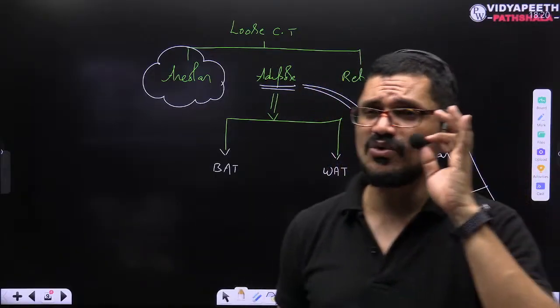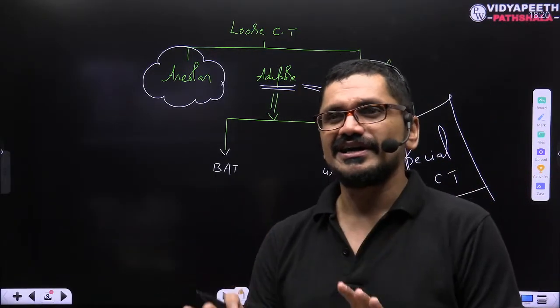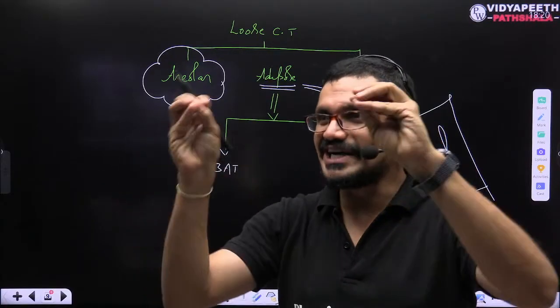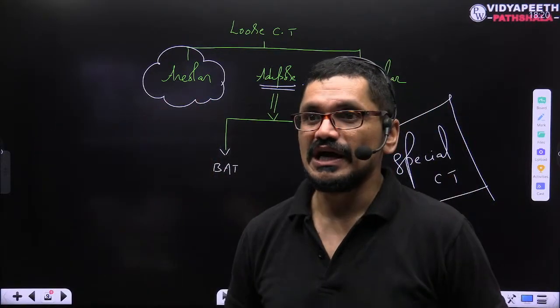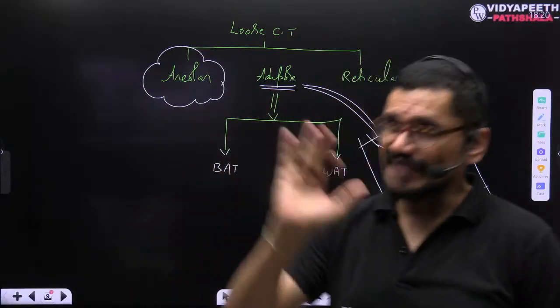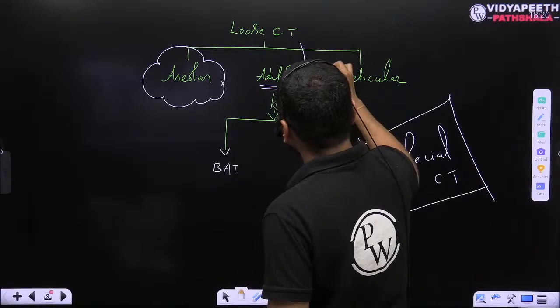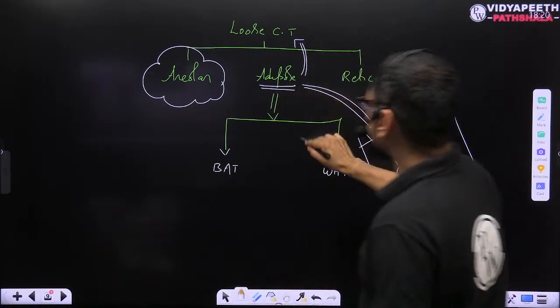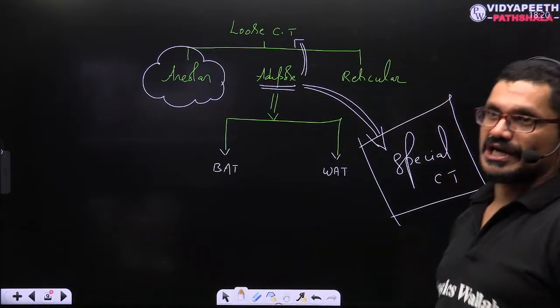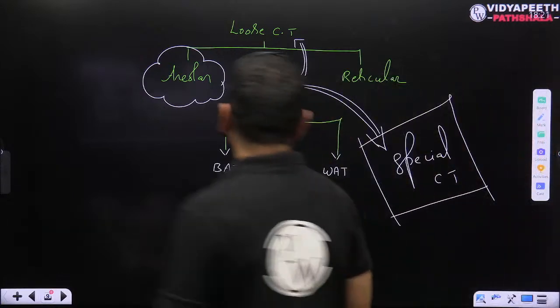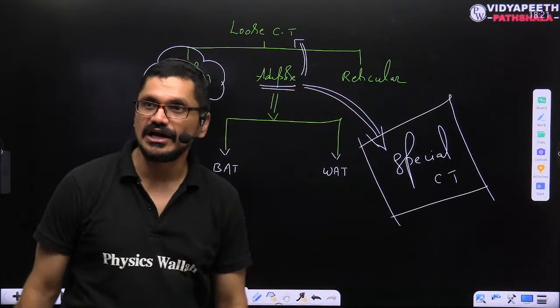You may ask me, sir, what is so special in it? Forget it. It is a special tissue. It was given in the textbook. It is a special connective tissue. What are the other special connective tissues? I will tell you later. So adipose tissue comes under both loose connective tissue as well as special connective tissue. You have to remember this word. And now we have discussed even reticular tissue also.